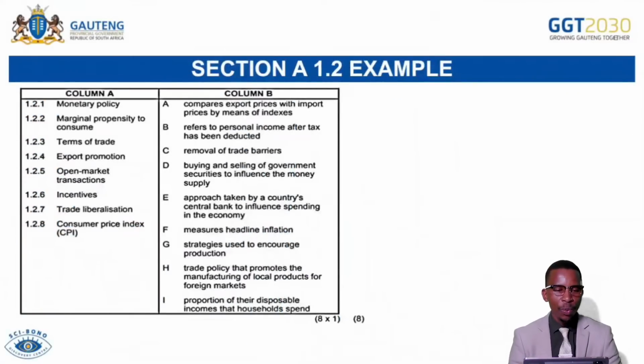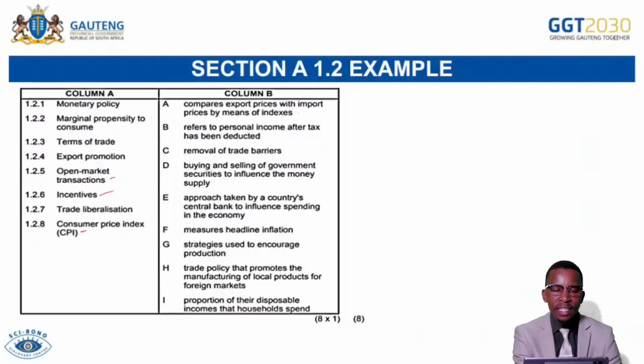So here we are given in column A: monetary policy, marginal propensity to consume, terms of trade, export promotion, open market transaction, incentive, trade liberalization, consumer price index. Then in our column B, you check: compares export prices with import prices by means of indexes.